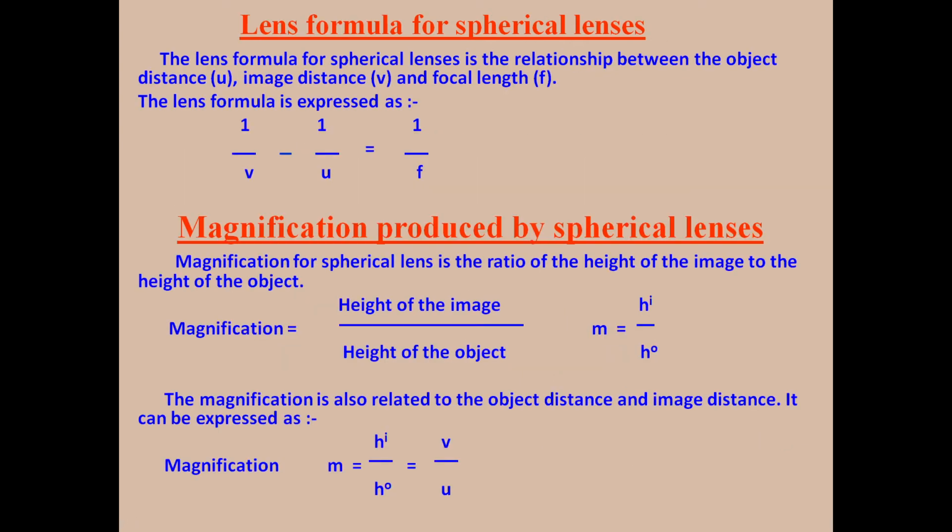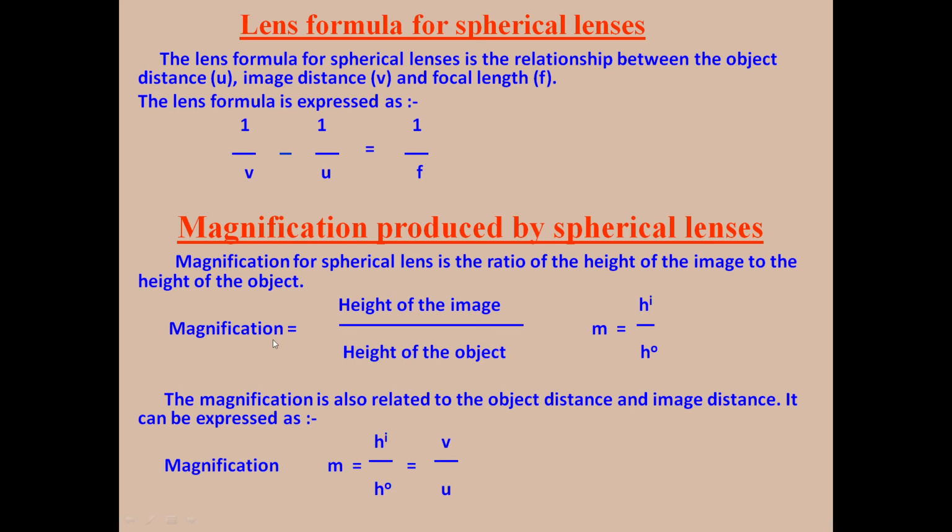Now let us talk about lens formula for spherical lenses. The lens formula for spherical lenses is the relationship between the object distance u, image distance v, and focal length f. So here we have lens formula 1 upon v minus 1 upon u is equal to 1 upon f. Now what do you mean by magnification produced by spherical lenses? Magnification for spherical lens is the ratio of the height of the image to the height of the object.